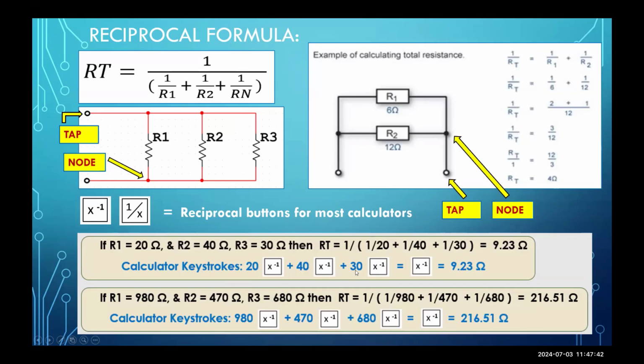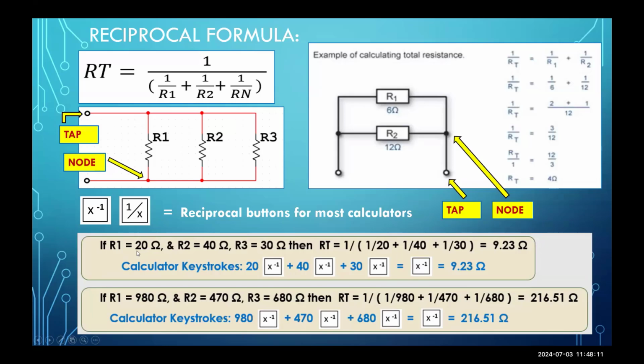And I'm going to add it to 30 reciprocal, which gives me the plus 1 over 30. And then I'm going to hit equals, which basically closes the parentheses of my sentence. And then once I hit the equals, I have to hit reciprocal one more time and then hit equals one more time, and I will get 9.23. Is 9.23 ohms lower than the smallest ohmic branch of 20?